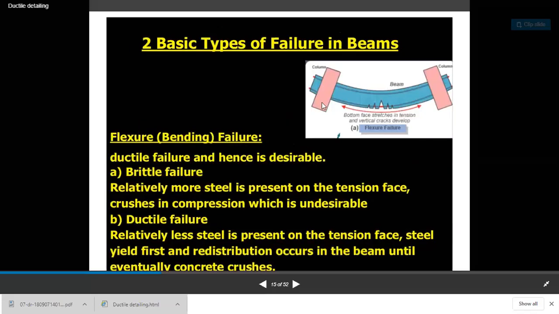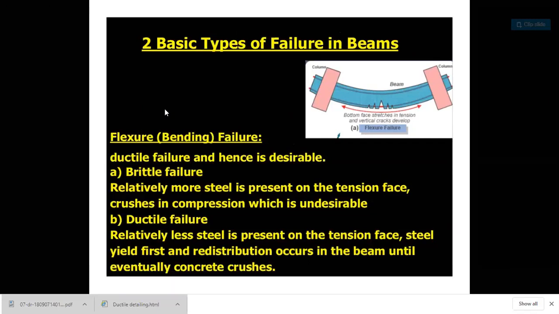Types of failure in the beams, we can see. Flexural bending behavior, ductile behavior hence is desirable. Brittle behavior, relatively more steel is present on the tension face and crushes in compression, which is undesirable. Ductile failure, relatively less steel is present on the tension face and steel yields first, and redistribution occurs in the beam until eventually concrete crushes.